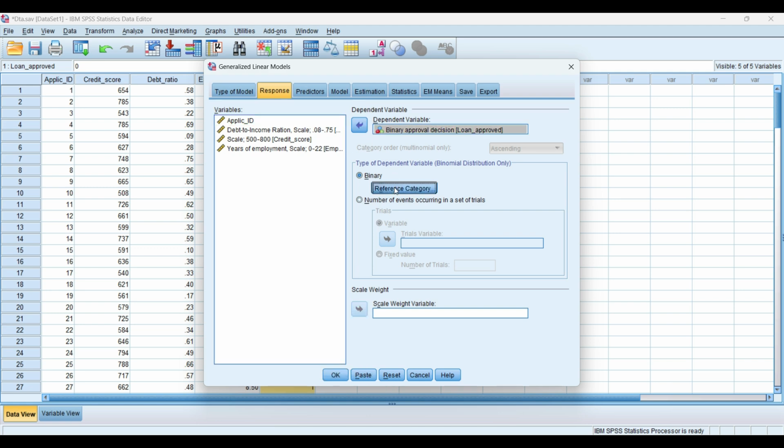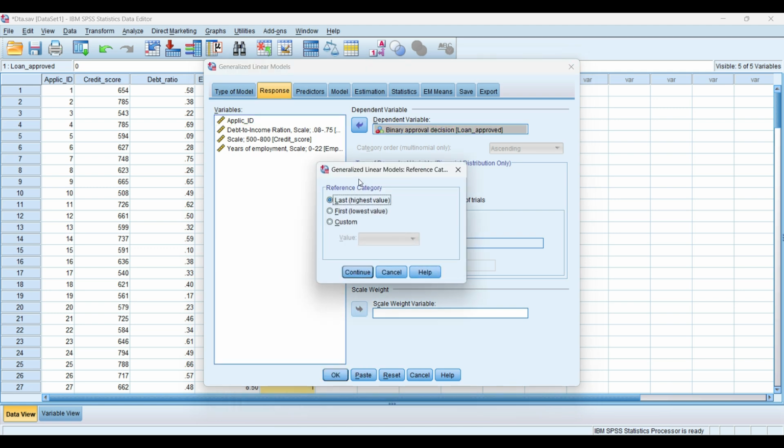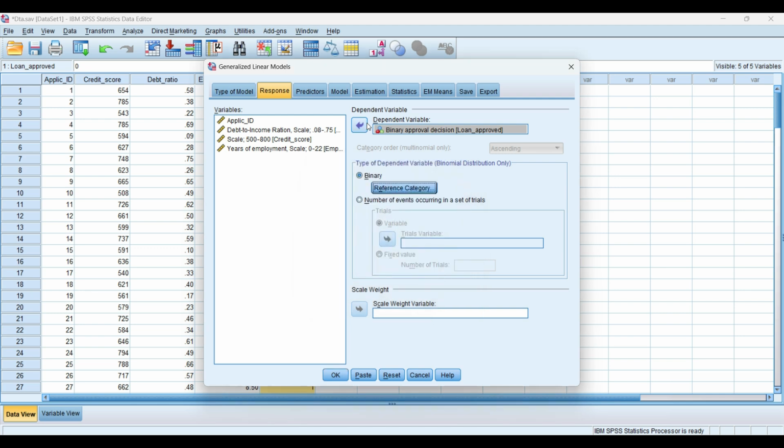Okay, so reference category, basically there are 2 categories, 0 equal to no and 1 equal to yes. So if you choose last, it means our yes category will be the reference. If you use first, then the 0, meaning no category, will be the reference. So we will keep it as last, the highest value which is 1, so we keep it as reference.